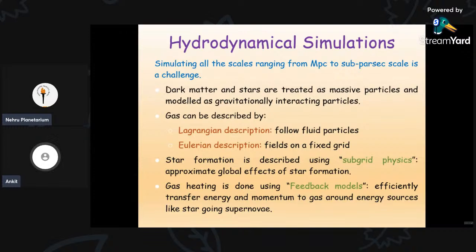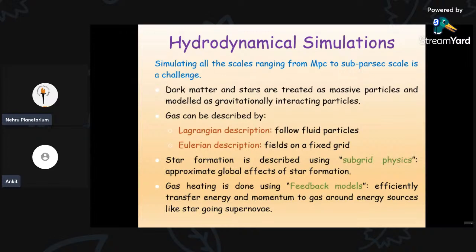Then you also have feedback models, which is how the gas is thrown out from a galaxy once the star reaches its end stage. In this case, we are also not concerned about a single star. Since we are not able to resolve the subparsec scale, we would say that on a global scale, let's say 100 stars or 1,000 stars, how the gas would be thrown out as they evolve. Okay, so this is a basic introduction to hydro simulation.